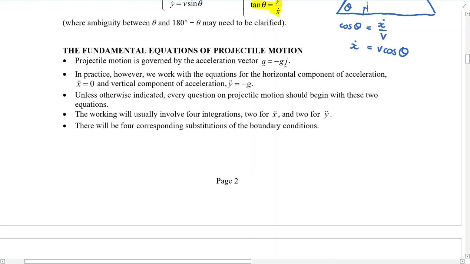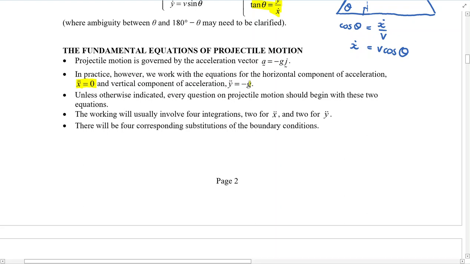Okay. So in practice, however, we work with the equations for the horizontal component of acceleration. So we would always start with, you can see, I hope you can see where I'm reading from, x with 2 dots above it. 1 dot is velocity, 2 dots is going to mean acceleration. So acceleration in the x direction is always 0.